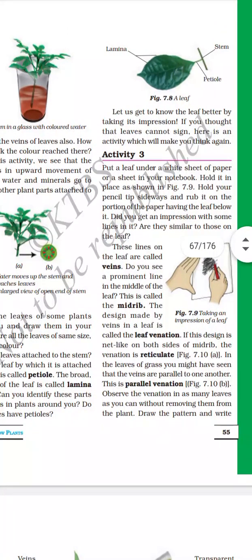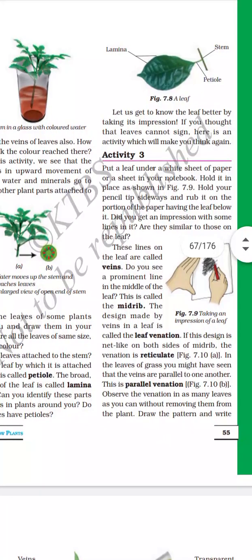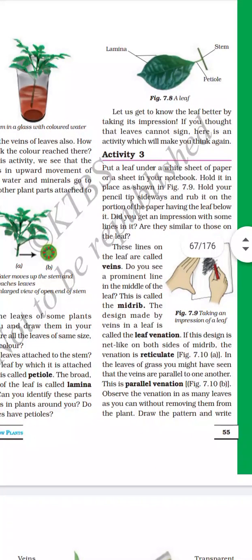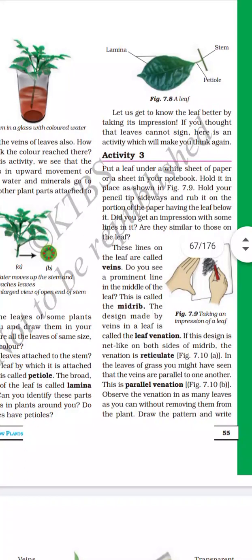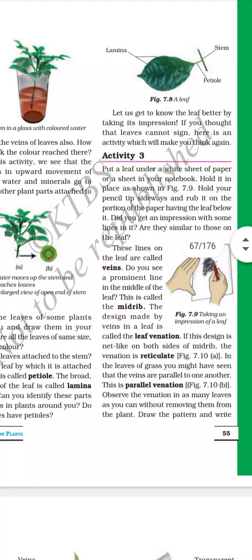Let's get to know the leaf better by taking an impression. You can perform activity 3 and try to find out about the leaf. There are many lines on the leaf. These are called veins. There you can see one middle big line in the leaf. That is called midrib. The designs made by the veins in a leaf is called leaf venation.